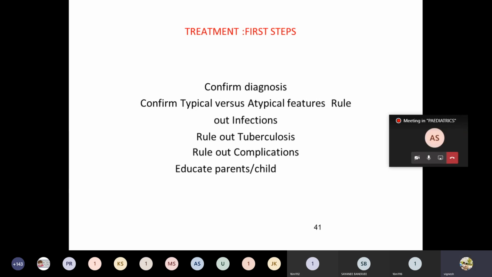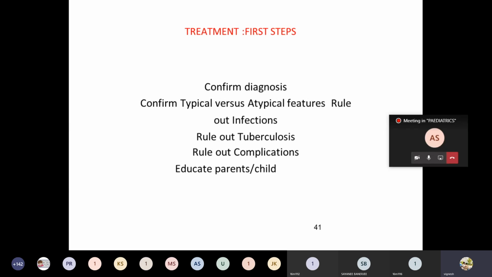The treatment we have to plan. What are the first steps you should do? We should confirm the diagnosis. To give any treatment for any disease, you should first confirm the diagnosis. Once you confirm that it is a case of nephrotic syndrome, then you should confirm whether it is typical or atypical. You should rule out infections. That is what I said in the investigations.